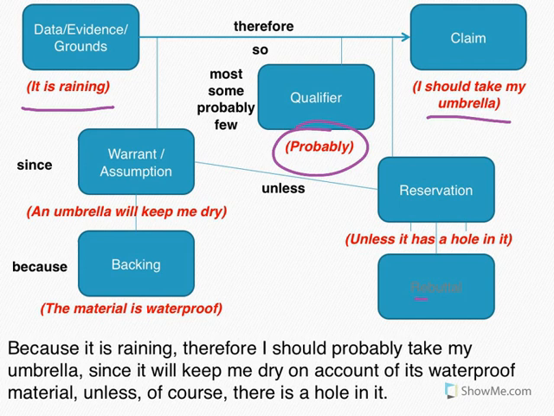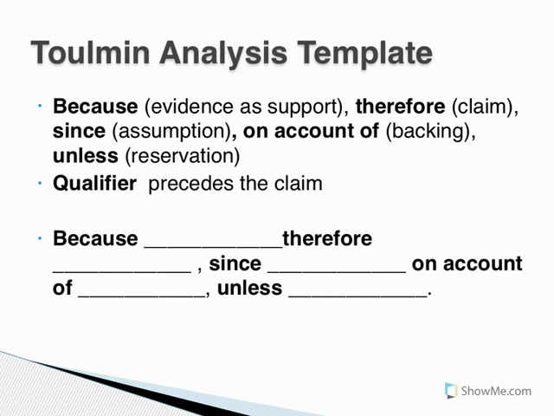In this instance, we did not talk about specifically a rebuttal. But when we look at the sentence that creates, because it is raining, therefore I should probably take my umbrella, since it will keep me dry on account of its waterproof material, unless, of course, there is a hole in it. So let me end with this idea of the Toulmin analysis template.